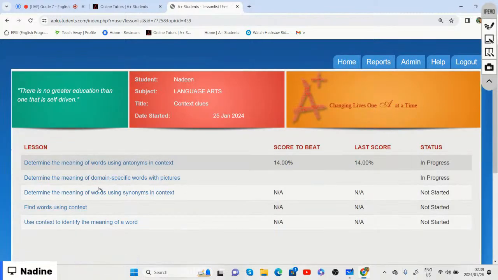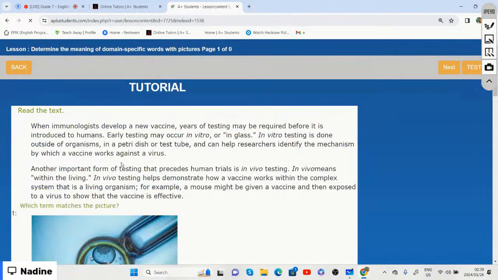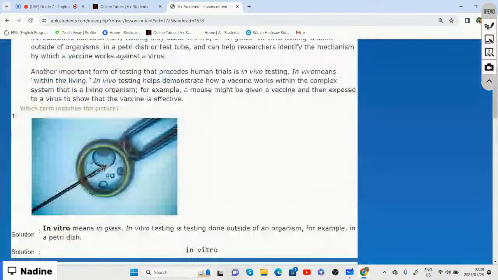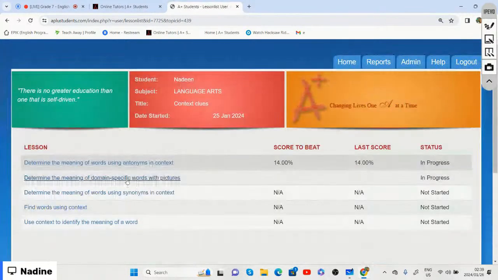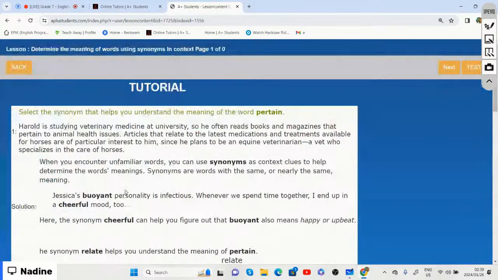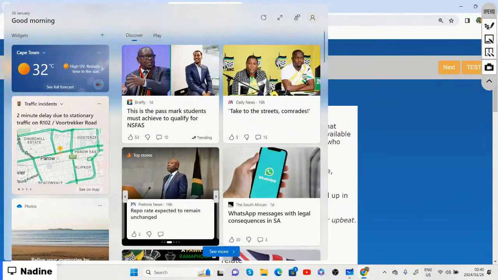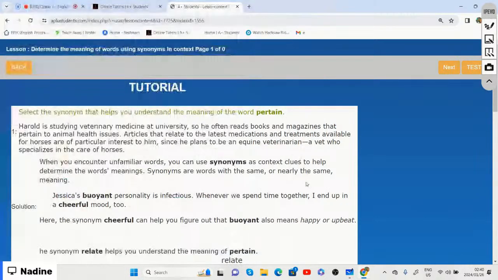All right. So now we're going to determine the meaning of the domain specific words with pictures. Let's rather go to the next one. We're going to determine the meaning of the words using synonyms, and synonyms are the same or almost the same in meaning. Antonyms are opposite in meaning. Synonyms are the same or almost the same in meaning. Determine the meaning of the words using synonyms in context.